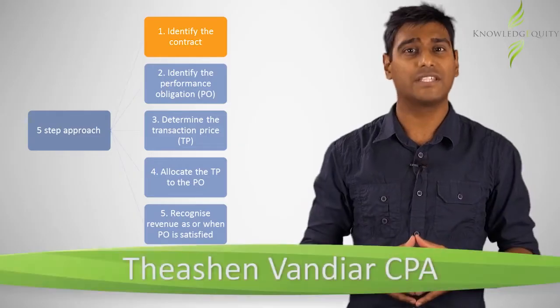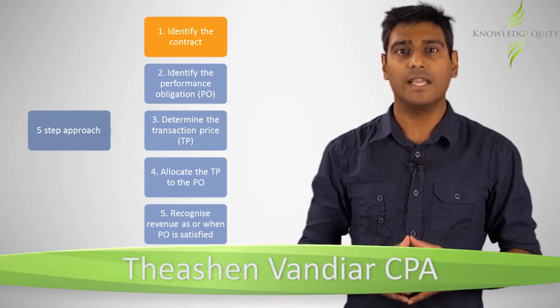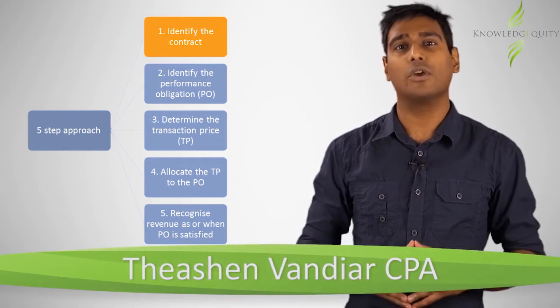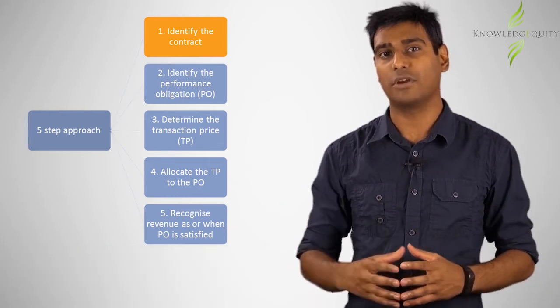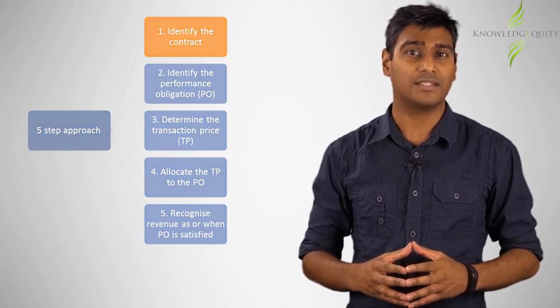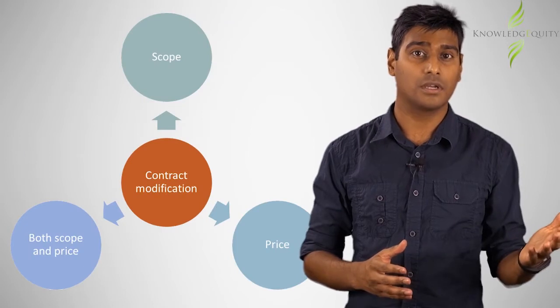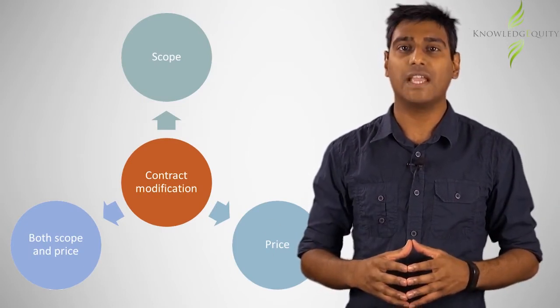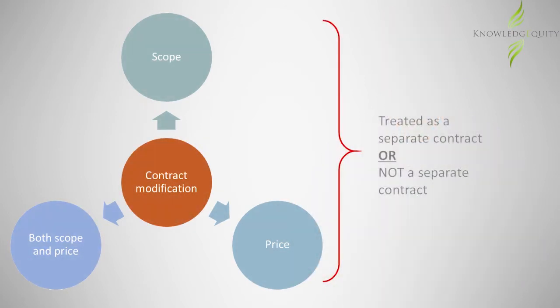Step 1 of the 5-step approach under IFRS 15 relates to identification of a contract with a customer. In this step, we also need to know how to deal with modifications to existing contracts. A modification would occur when there is a change in either the scope or price or both. When this happens, the modification can be treated either as a separate contract or not as a separate contract.